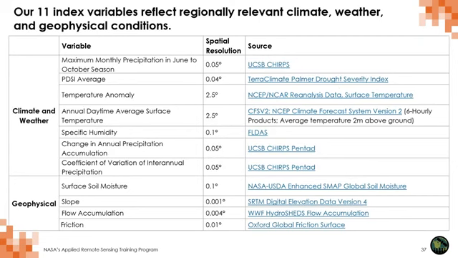So the following variables here are captured in our index, and you'll see that they originate from a longer list of additional indicators that's in our Colab notebook. And so we've chosen to primarily focus on variables that are relevant to climate, weather, and geophysical conditions. And these indicators range from both pre-computed products, for example, the Oxford Global Friction Surface, to indicators that we've developed ourselves, like the maximum monthly precipitation during the rainy season in Bangladesh.